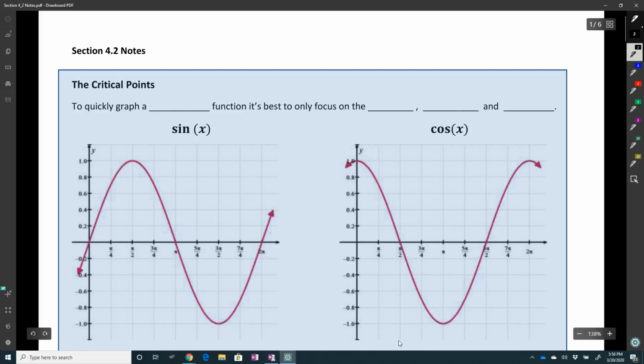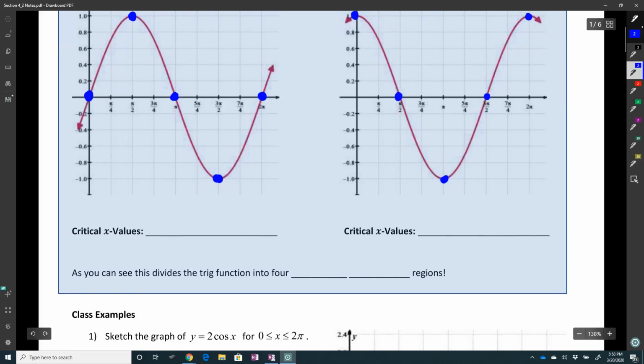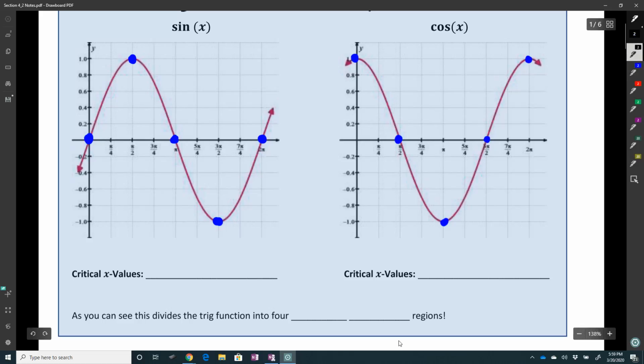Fantastic. Okay. Anyway, so to quickly graph a trig function, it's best to only focus on the peaks, valleys, and x-intercepts of the graph. So that means in this graph, we're only going to focus on this point, the peak, x-intercept, valley, x-intercept. Here we have a peak, x-intercept, valley, x-intercept, and another peak. All right? And so where are those points located?